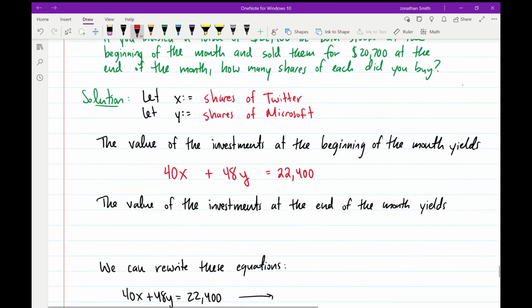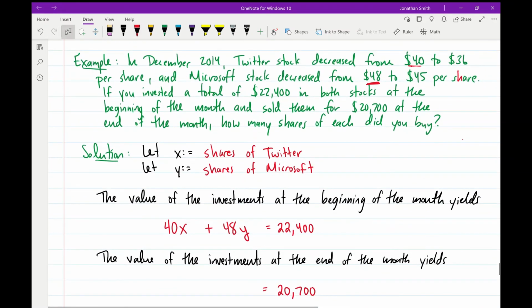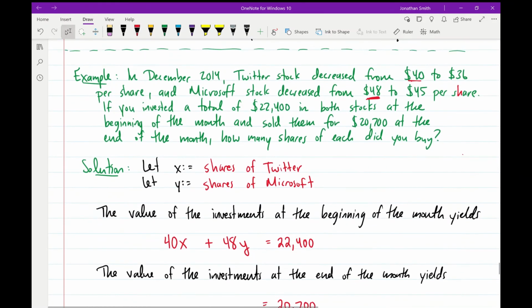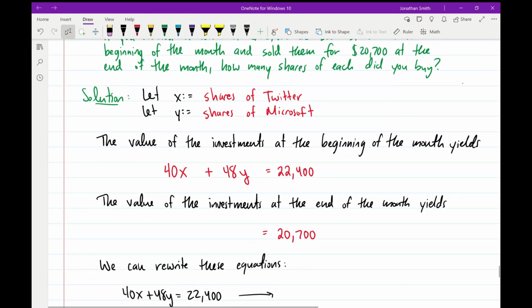And now the value at the end of the month gives us another linear equation. So I know that the value of all of my shares put together at the end of the month has to be $20,700, because that's given to us. And now the reasoning for the left-hand side of the equation is very similar, but this time we're going to use $36 for Twitter and $45 for Microsoft. So here we have 36 times x plus 45 times y is equal to 20,700.